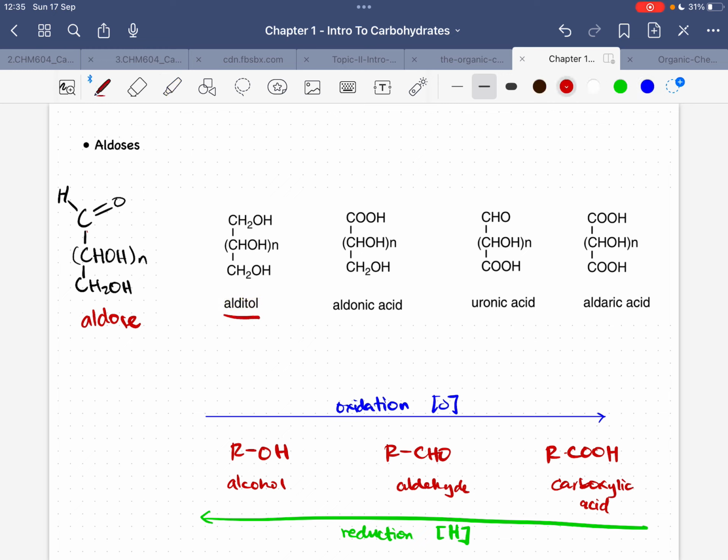Here, alditol. If you reduce the aldehyde functionality, this is an aldehyde into an alcohol functionality, right? From aldehyde to alcohol, it's reduction. You create an alditol.